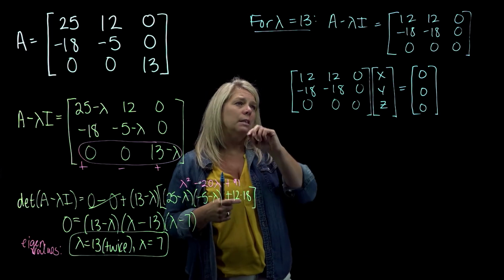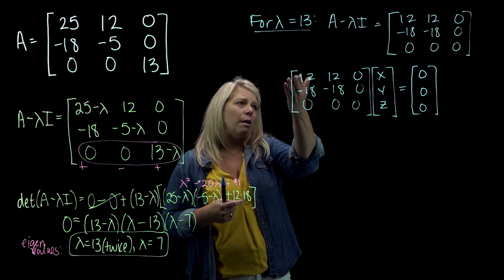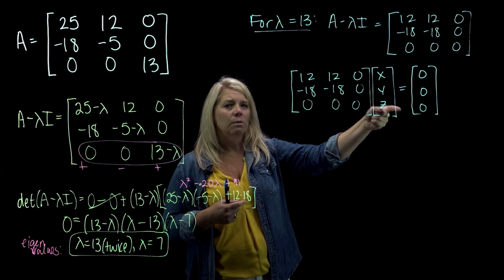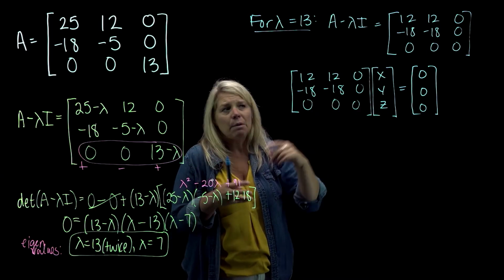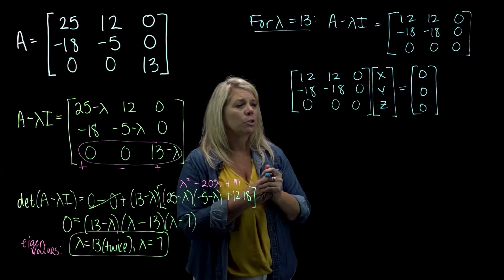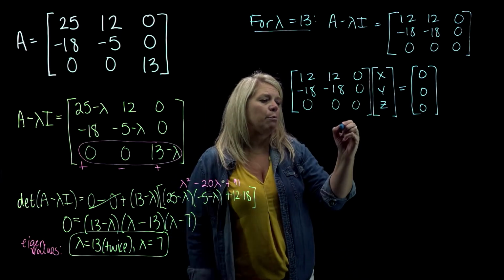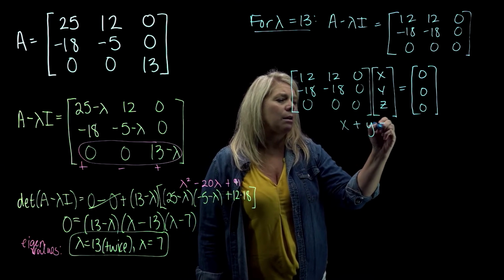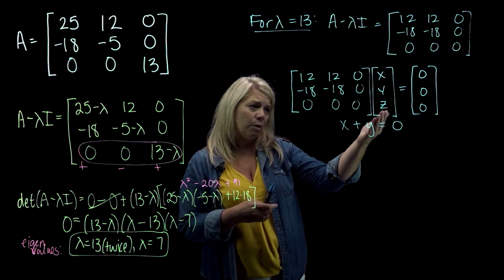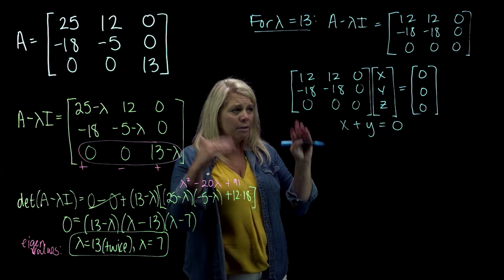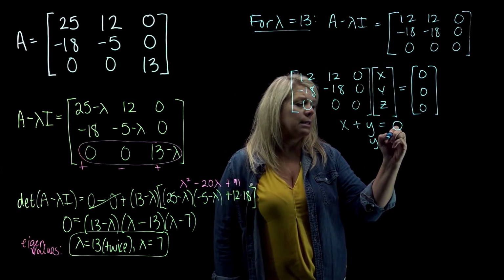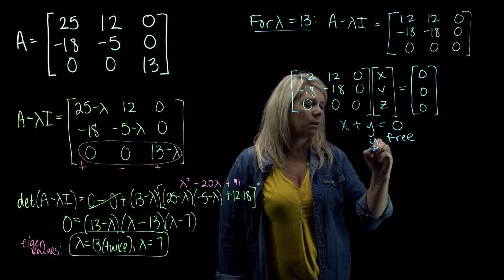When you solve this system, you're going to have 12x plus 12y equals 0 and negative 18x minus 18y equals 0. Those are redundant, they're really the same equation. If you divide through by 12 and by negative 18, you get the same equation. So you essentially end up with x plus y equals 0. There's no equation that involves z, but z is an important variable here, and the other two equations will zero out. So you're going to have both y and z being free variables.